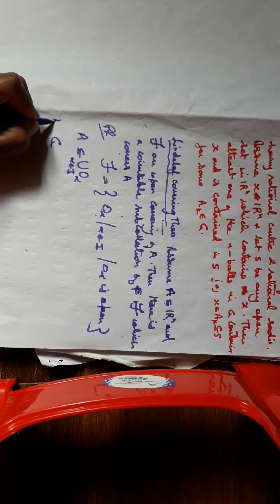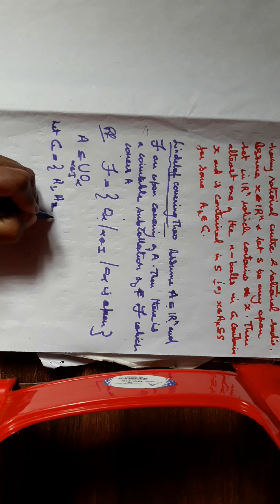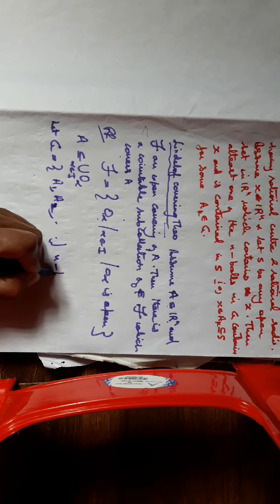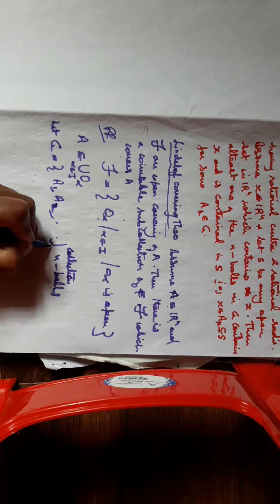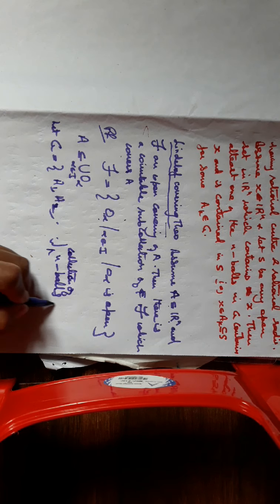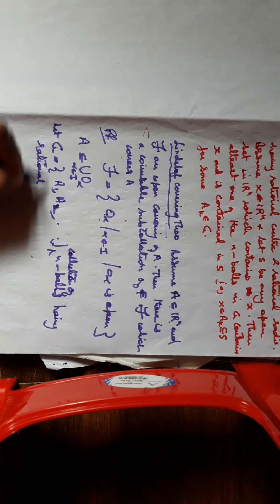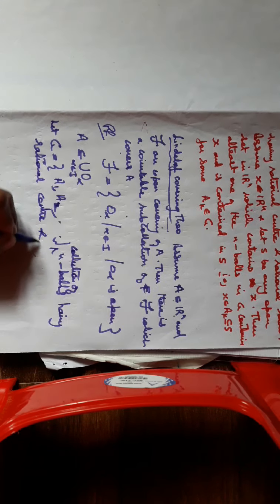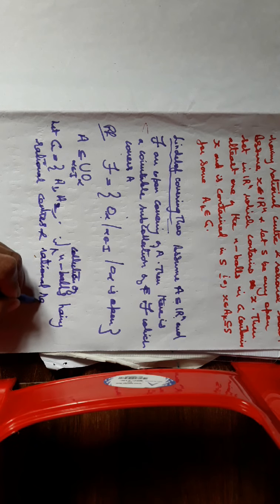So let G be the collection of all n-balls having rational centers and rational radii. This is the n-balls collection, the collection of n-balls having rational centers and rational radii.